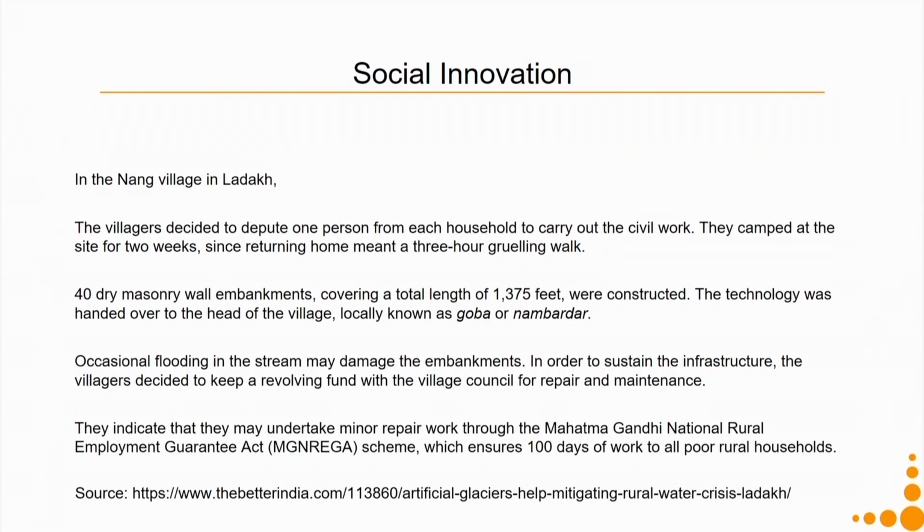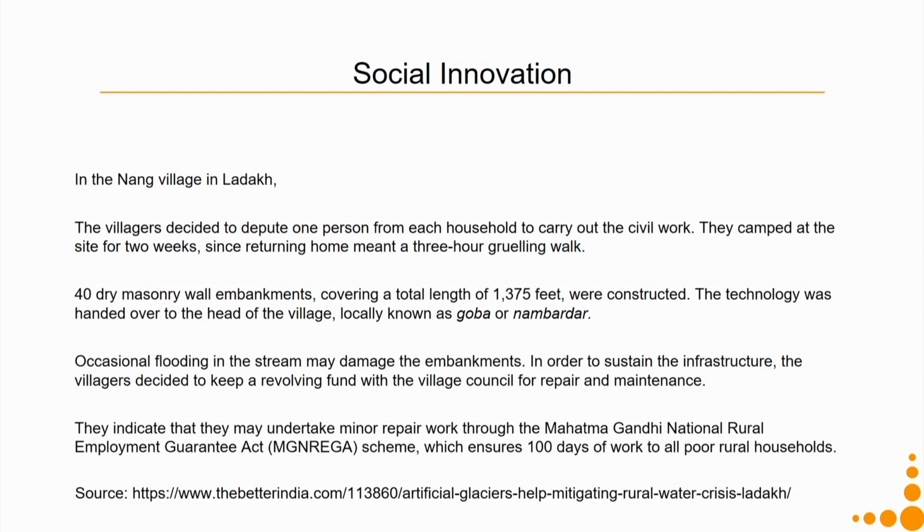The villagers decided to depute one person from each household to carry out the civil work. They camped at the site for 2 weeks, since returning home meant a 3-hour grueling walk. 40 dry masonry wall embankments covering a total length of 1375 feet were constructed. The technology was handed over to the head of the village, locally called the Goba or Nambardar.